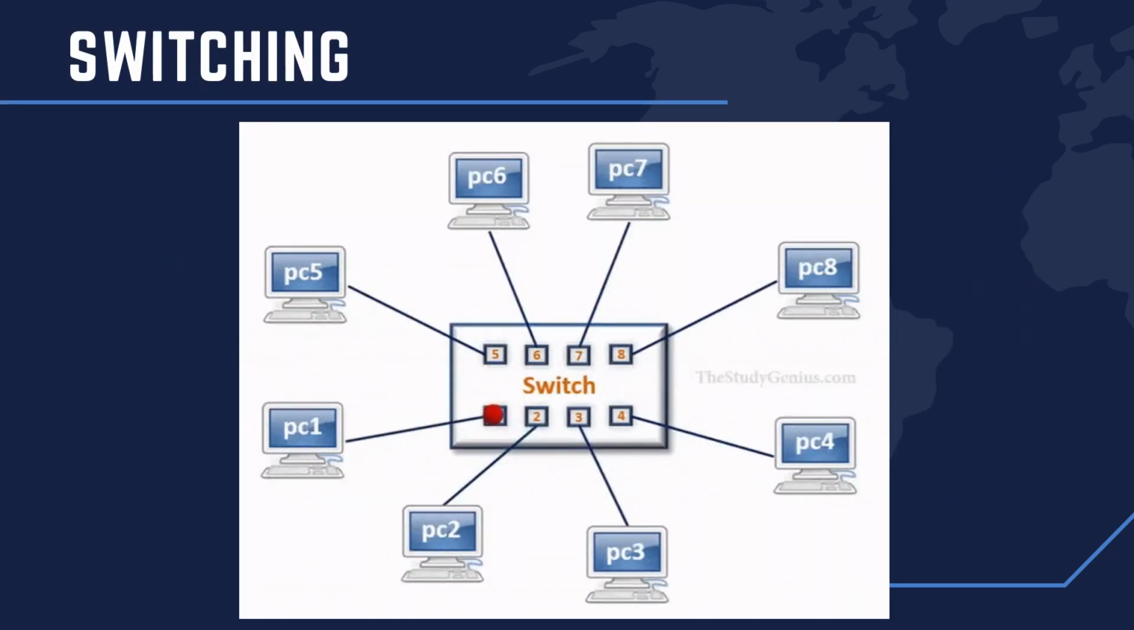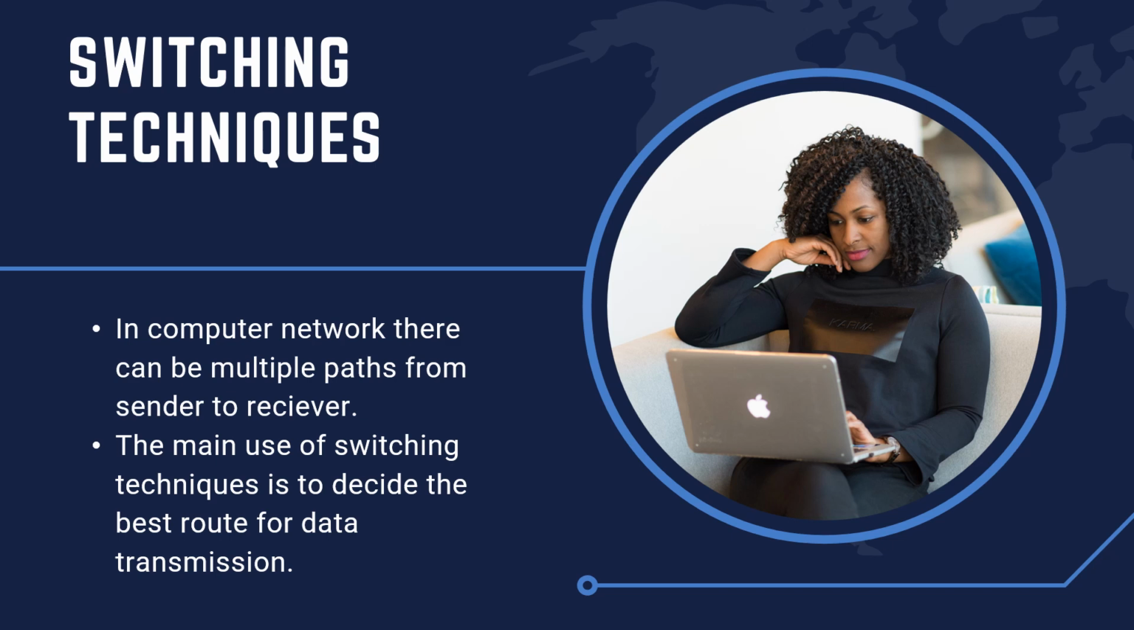So as you can see in the current animation, switching is just the process of selecting, from multiple paths that lead from the source to the destination, the best path, right? The best path in order to send the data from the incoming device to the outgoing device. So next we'll discuss what the different switching techniques are, right?